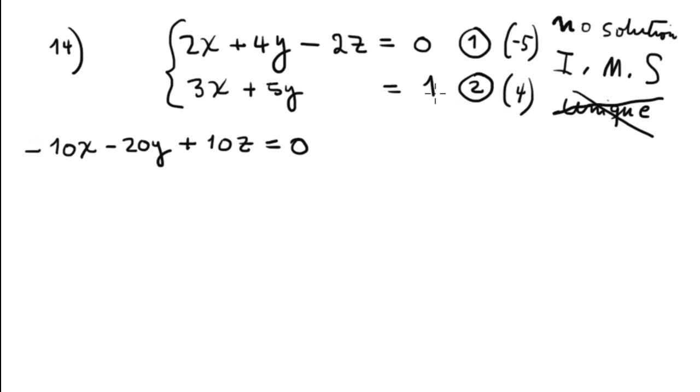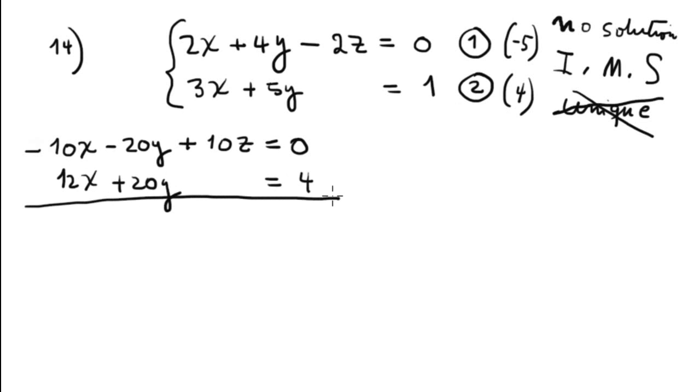I multiply the second equation by 4. We have 12x plus 20y is equal to 4, because 4 times 1 is 4. Okay, ready for elimination. In this case we have 2x. This part is cancelled out. That was the intention. Bring down 10z equals 0 plus 4 is 4.